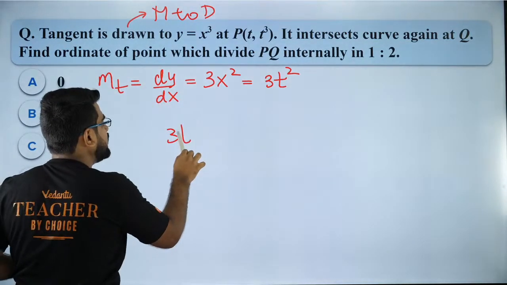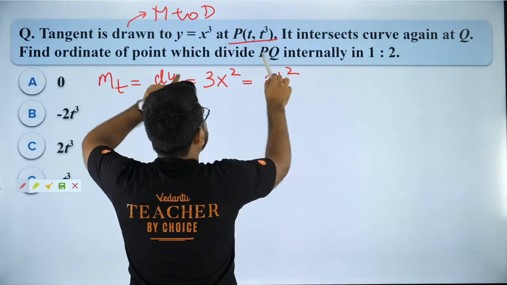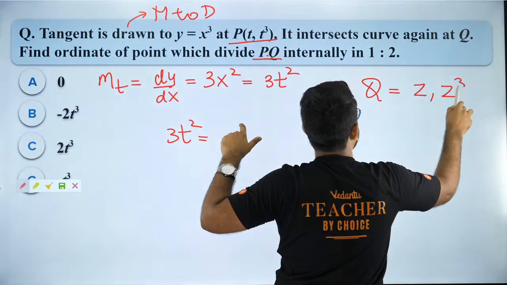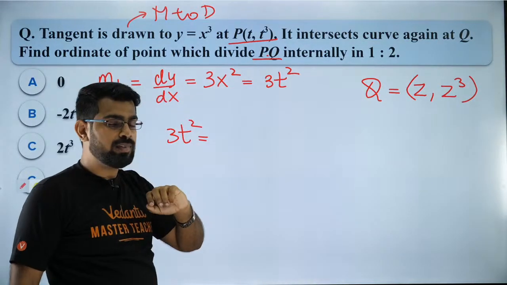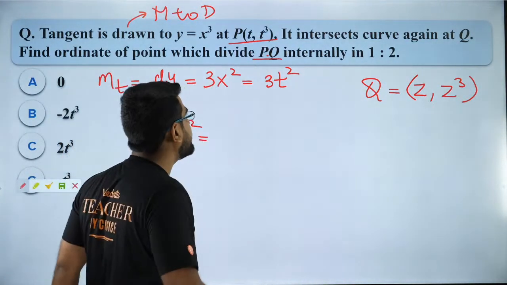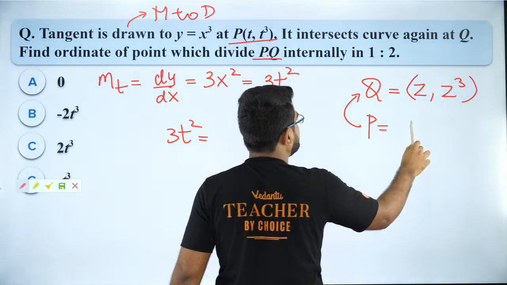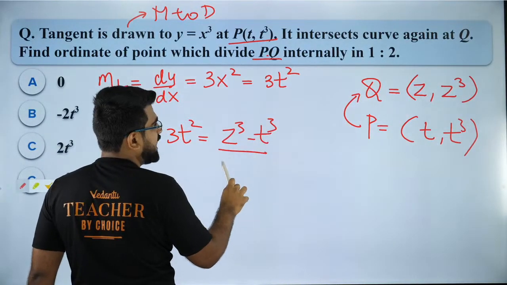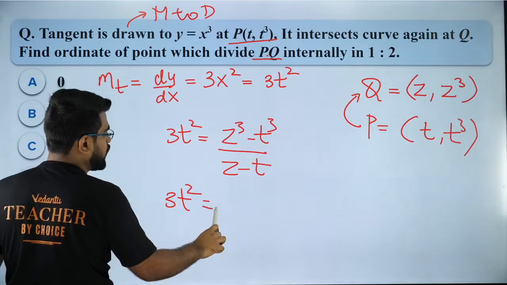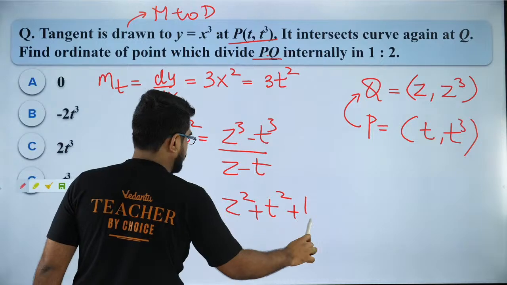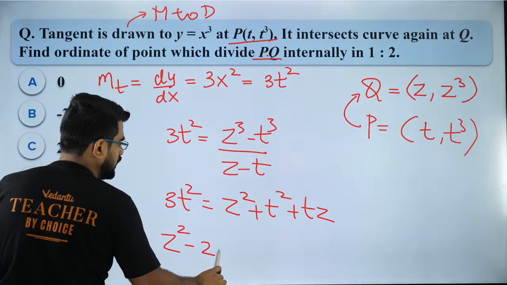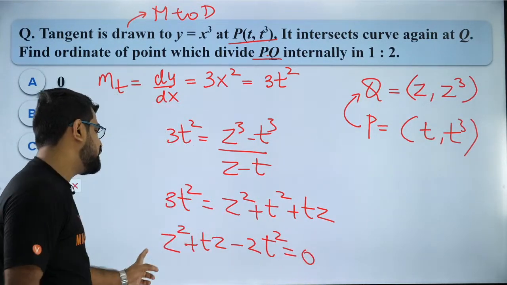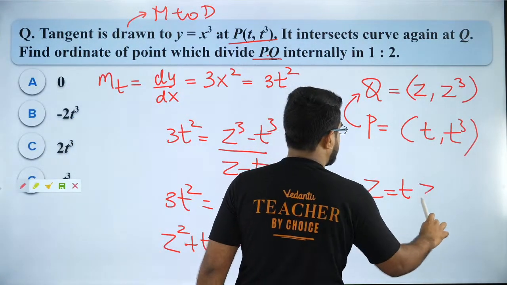Now guys, the slope of the tangent is equal to the slope of the line joining P and Q. Q also lies on this curve, so I can take Q to be z comma z cube. Is that okay? PQ slope will also be equal to the slope of the tangent because PQ is the tangent. What is the slope of PQ? y2 minus y1 by x2 minus x1. When I solve it, 3t square is equal to z square plus t square plus tz. Solving, z cube minus 3t square z plus 2t cube is equal to 0, which factorizes to z square plus tz minus 2t square equal to 0. If you simplify it, you will get z is equal to t or z is equal to minus 2t.